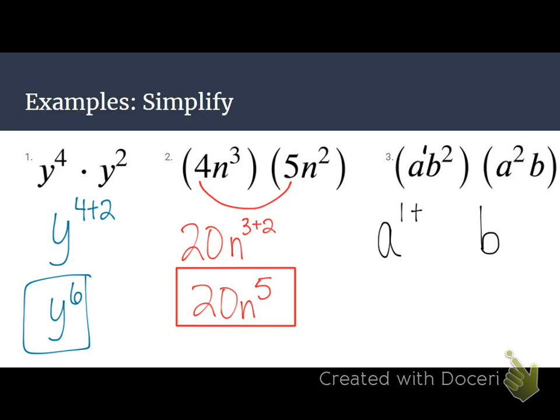Plus, what's the other exponent on an A? 2 from back here. So we're going to take 1 plus 2 for that one. B, what's the first exponent? The 2 plus the other exponent is 1. So in the end, we end up with A to the 3rd power, B to the 3rd power.